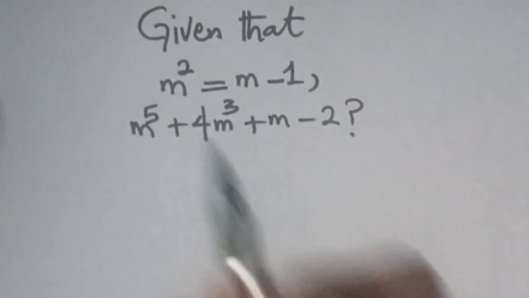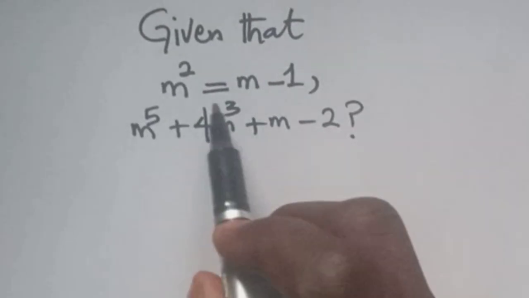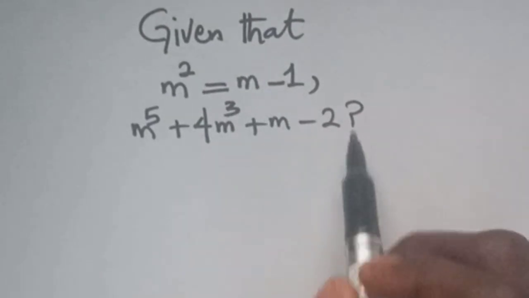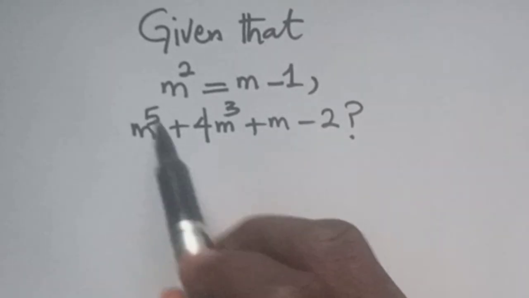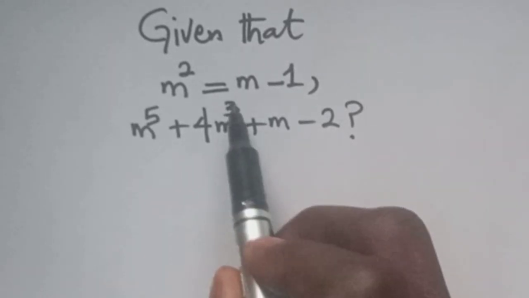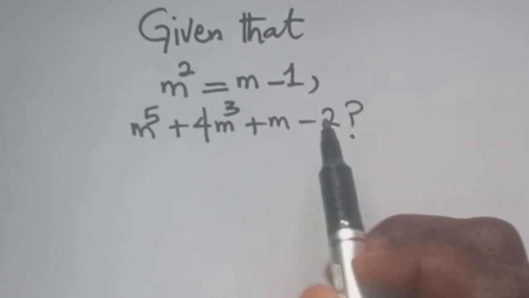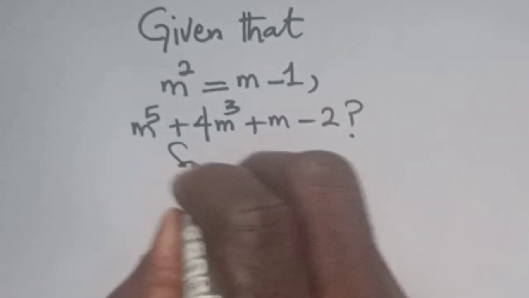Hello everyone. Given that m to the power of 2 equals m minus 1, we are to simplify m to the power of 5 plus 4m to the power of 3 plus m minus 2. We're going to solve together.